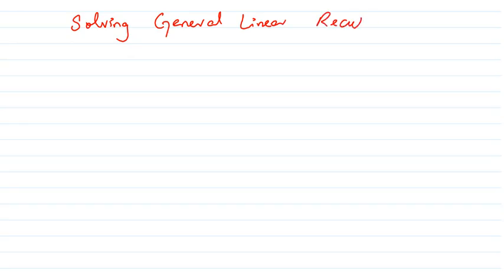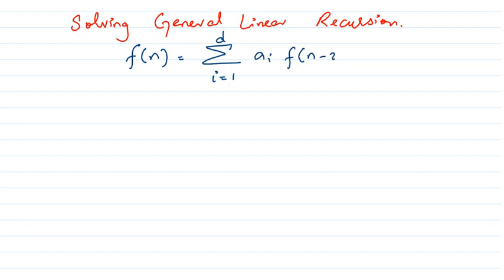Okay. Now let's move on to solving a general linear recursion, that is basically of the form f of n is equal to summation i from 1 to d of a_i f of n minus i, the form that I have just written before.